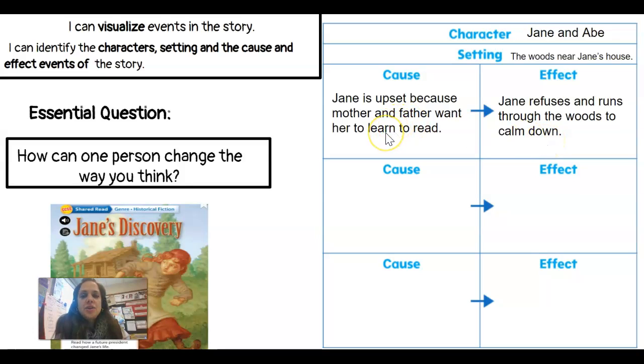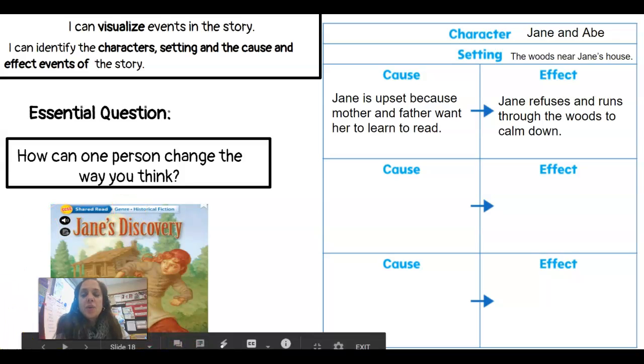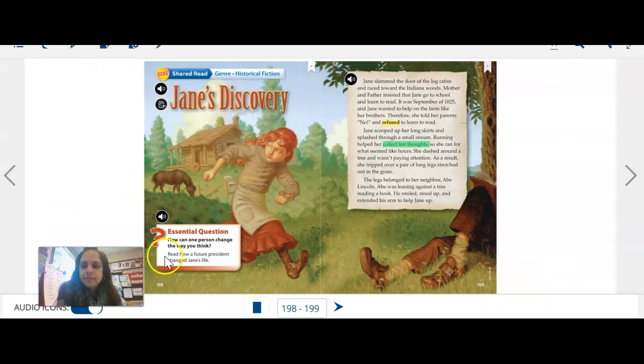So I used the text and the events to develop complete sentences. This is the cause. Mother and father want her to learn to read. And this is what happens. Jane refuses and runs through the woods to calm down. Let's go back to the text and find out in order what happens next.